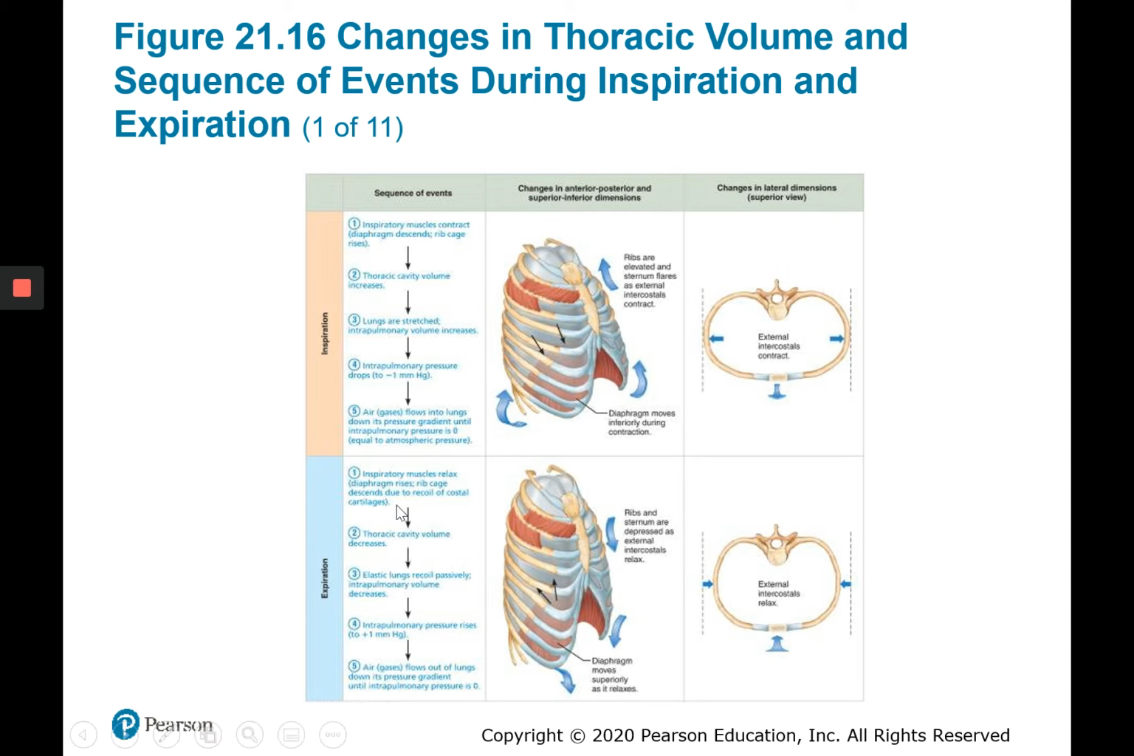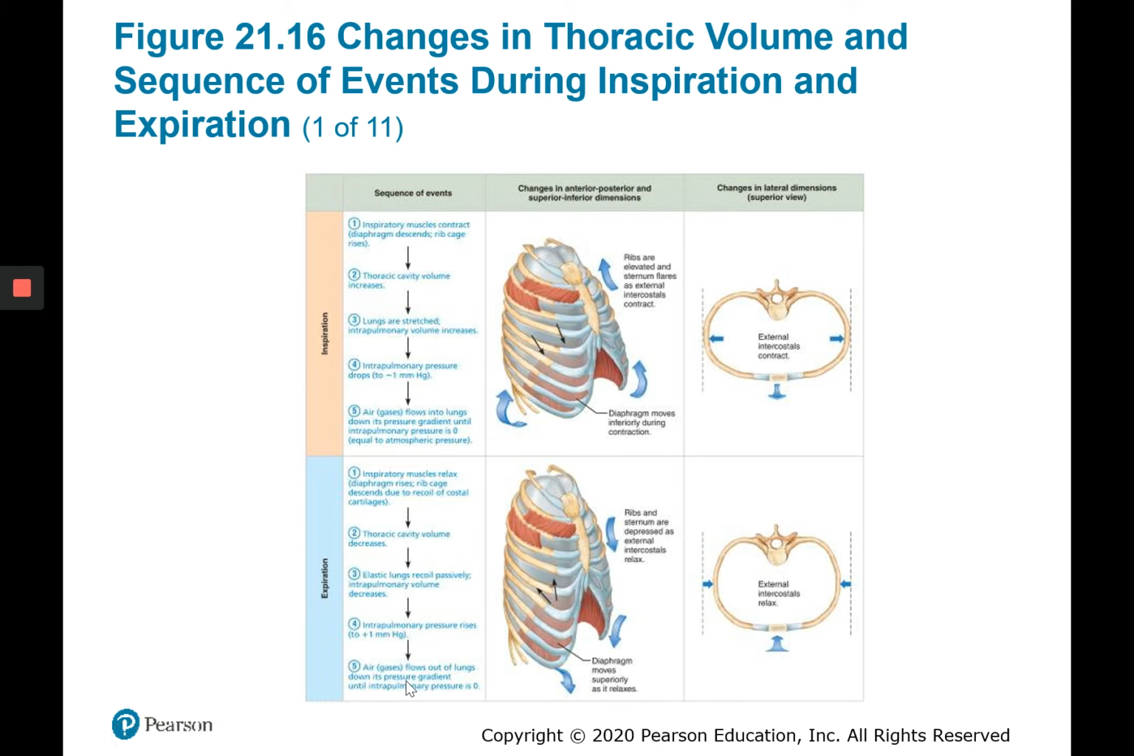So if we have a decrease in thoracic cavity volume, we have a decrease in lung volume because of elastic recoil of the lungs. We'll also have an increase in intrapulmonary pressure. So an increase in intrapulmonary pressure is going to make the pressure in the lungs positive compared to atmospheric pressure. And a positive pressure pushes, so this will push air out of the lungs. So air or gases flow out of the lungs.